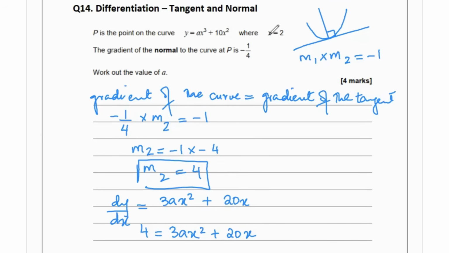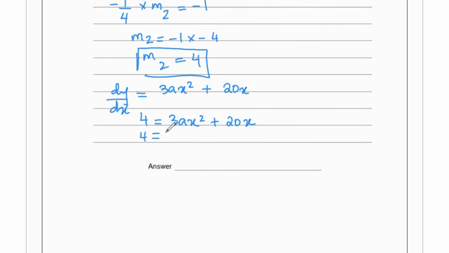And they said that x equals 2. So we can substitute this in this equation to figure out the value of A, because once we substitute it, A is the only unknown there. So 4 equals 3a times 2 squared plus 20 times 2. That's going to be 4 equals 12a plus 40.